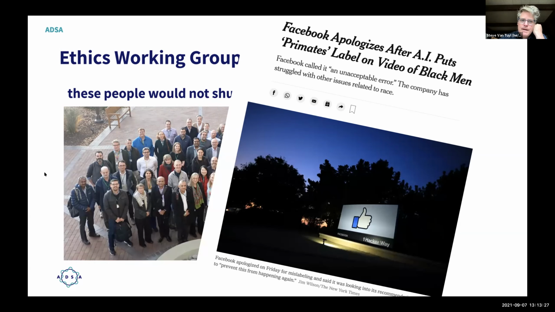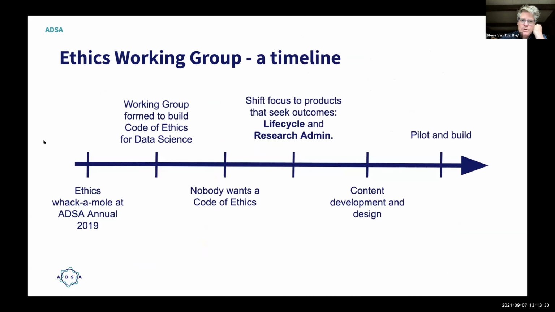And so the data science leadership group decided that we should pull together an ethics working group. At the time, the idea was to build a code of ethics for data science. Instead, if we can build a code of ethics, then maybe we can all do a better job. So we formed a working group, pulled the folks together, and the first thing the working group said is that nobody wants a code of ethics for data science. So we had to shift our focus, and I'll move forward with this timeline in a little bit more detail here in a second. But we shifted our focus to actually producing products that had an outcome we were seeking.